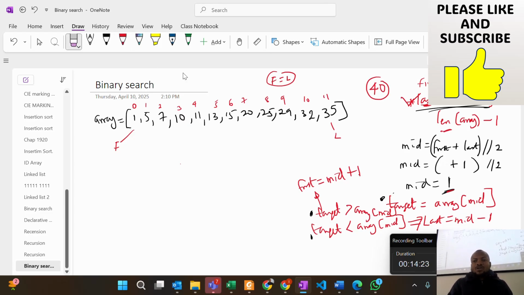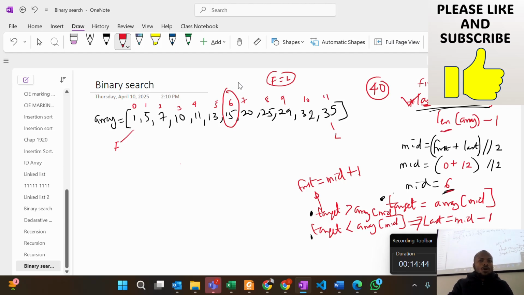Then that means that what is the first? 0 plus the last is what? 12. 4 divided by what? 2. That means the middle index is what again? 6. Is that understood, everyone? So the middle index is 6. Then we compare 6 to 40. Is it the same? Is it equal?